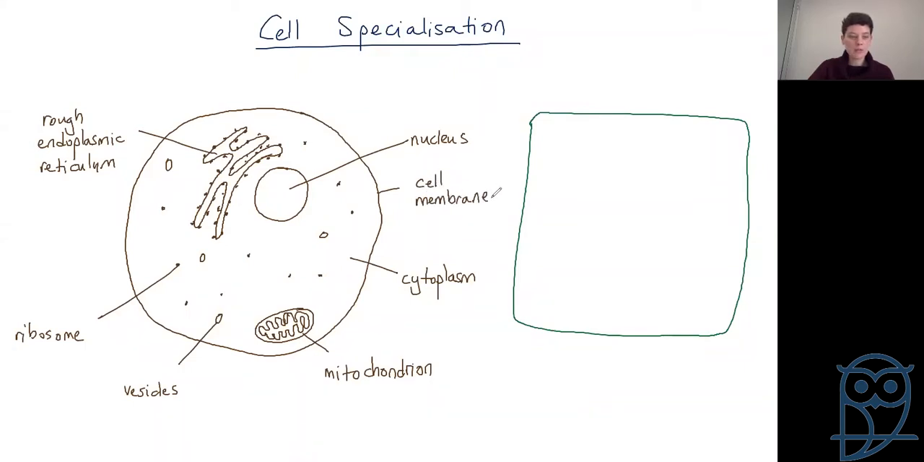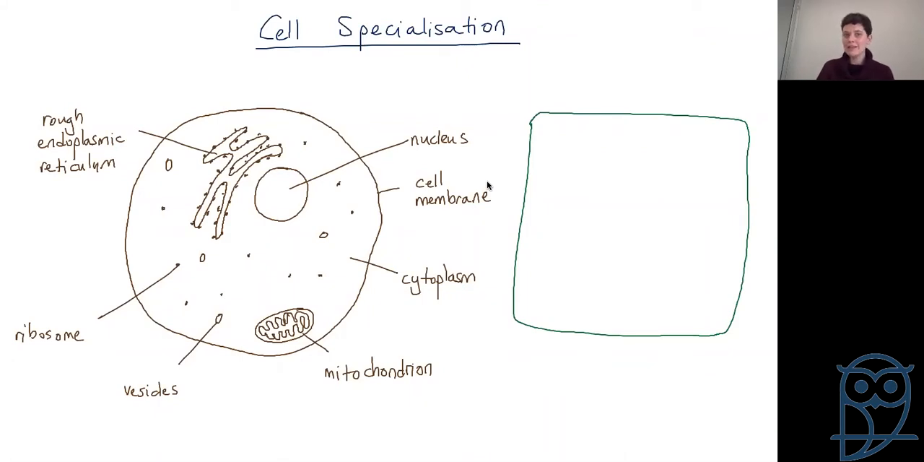So let's just double check that we've got everything. Cell membrane around the outside, jelly-like fluid in the middle, the cytoplasm. Nucleus, nice big organelle with all the DNA inside it. That's where all your genetics are happening, controlling the cell. We have our rough endoplasmic reticulum for building proteins, our ribosomes also involved in building proteins, vesicles, mitochondria. Looks like we're good now for an animal cell.